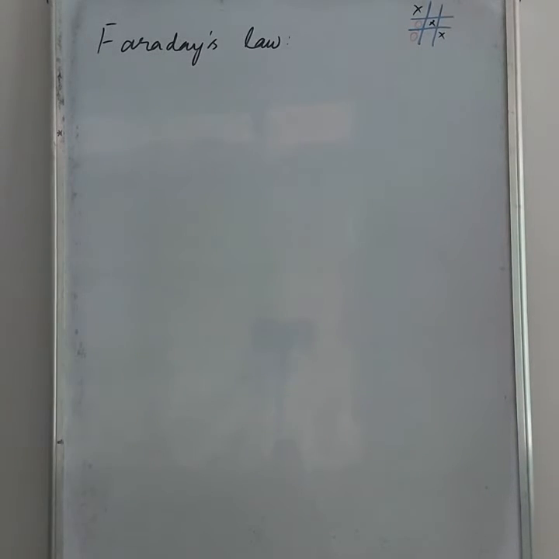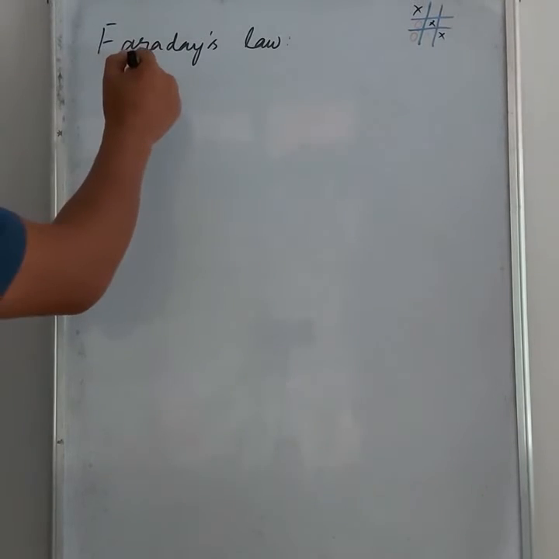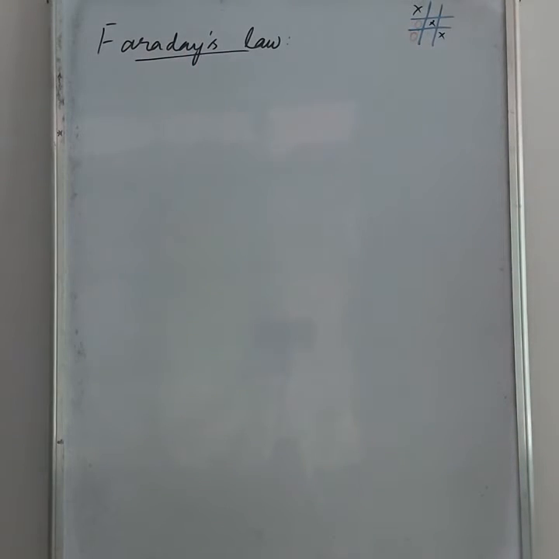Alright, so we'll start with Faraday's law of electrolysis. There are two laws. It's given in your book, so you can go through. But the first law states that the mass deposited or released during electrolysis is proportional to the amount of current passed or charge passed into the electrolyte.